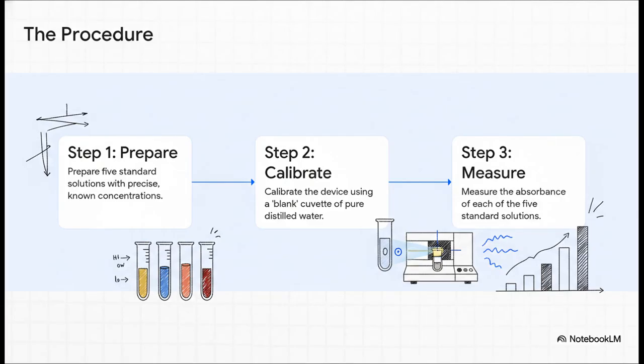So the actual lab work is pretty straightforward. First, we mix up our 5 standard solutions. Next, and this is super important, we have to calibrate our measuring device. We do that using what's called a blank, which is just a sample of pure water. It basically tells the machine, hey, this is what 0 looks like. Then, we just go down the line, one by one, and measure the absorbance of our 5 known solutions.